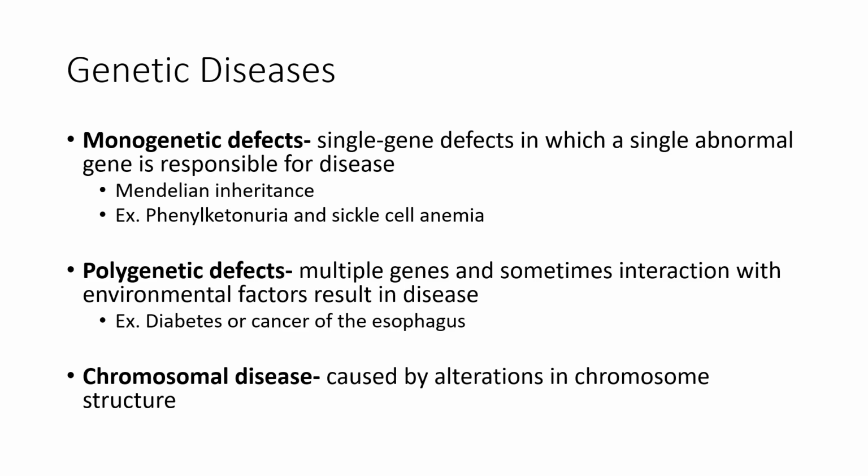This is where karyotyping and cytogenetics come into play. The issue isn't what the gene says, it's whether the gene is even there, in the right place, and in the correct number. So when you zoom out, these three categories really represent three different levels of genetic disruption: gene level, multi-gene plus environment, and chromosome level.